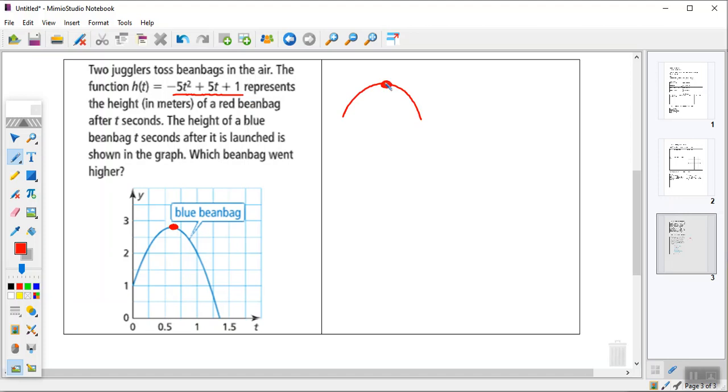So how do I have to start finding the vertex for my red beanbag? Yeah, we got to know the line of symmetry first. So that's going to come from x equals the opposite of b. What is the opposite of b in this, kids? Negative 5. It's the opposite of b, negative 5, over 2 times what value? The A value is negative 5.